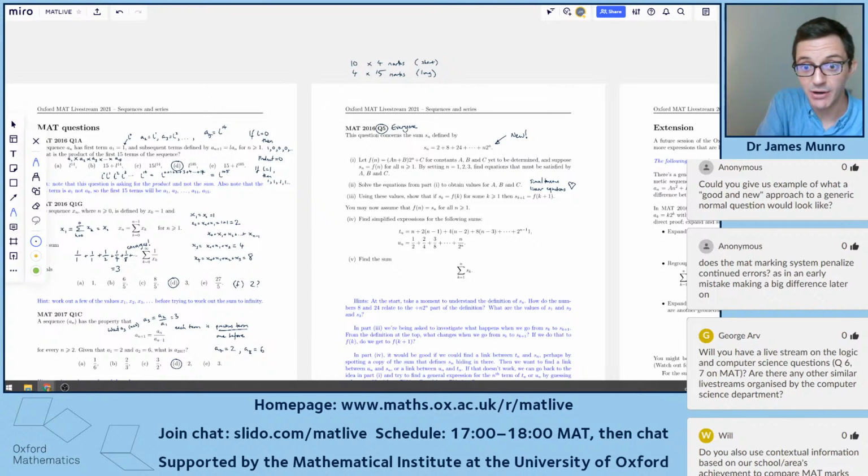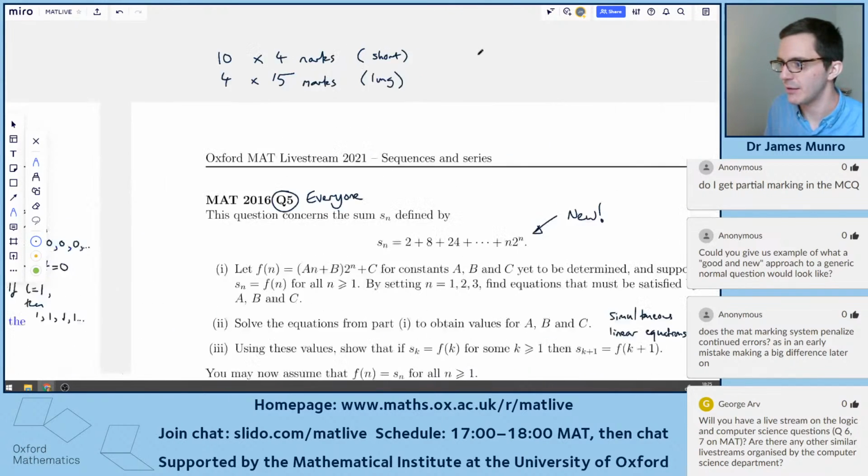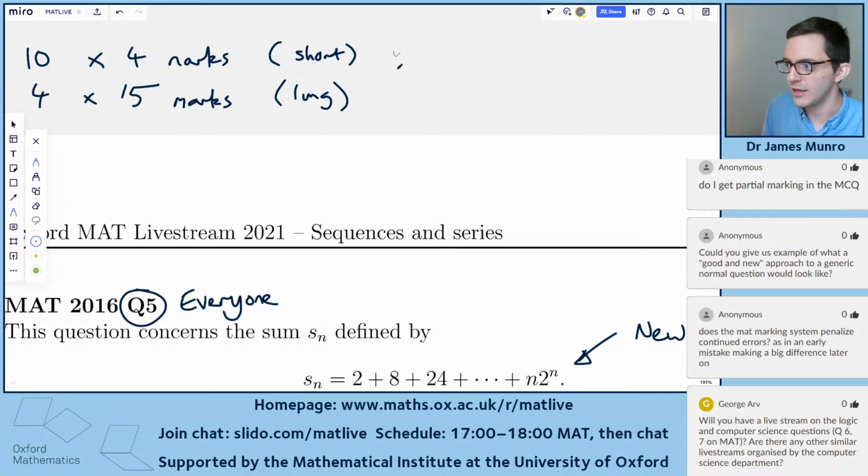There is not part marking on the multiple choice questions. Multiple choice questions, you either get right or wrong. Let's put this up here with this bit. Yes or no, 0 or 4. And this has got part marking.